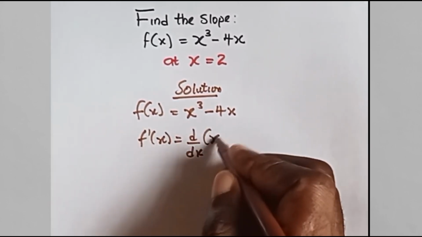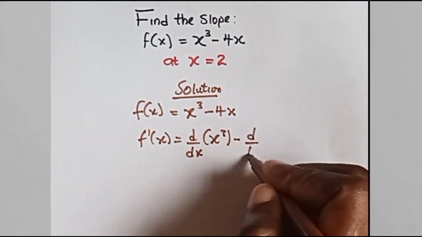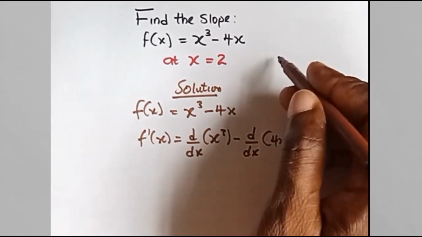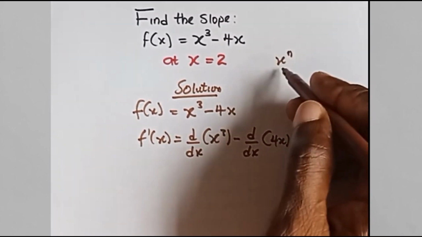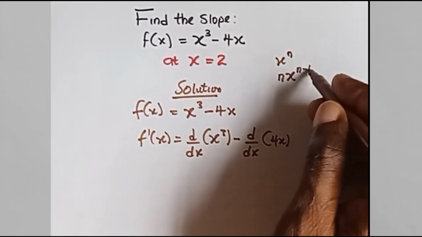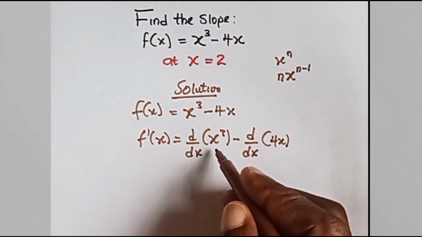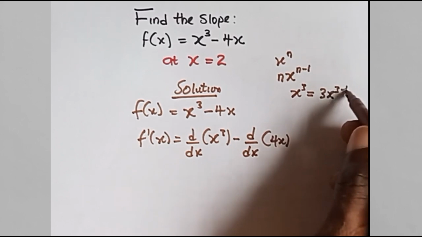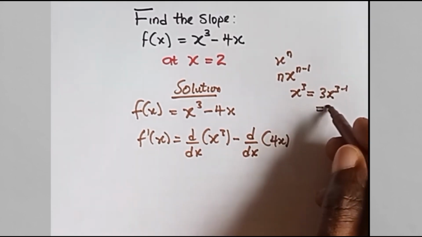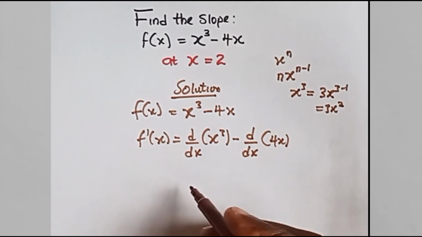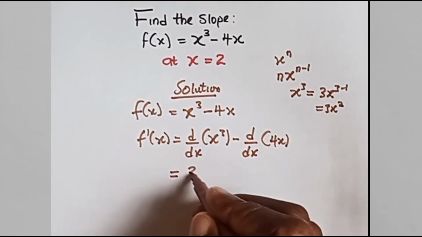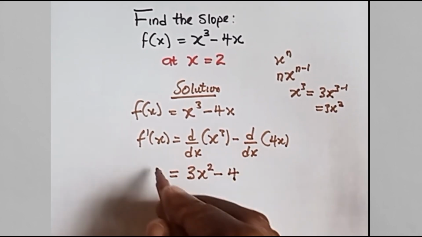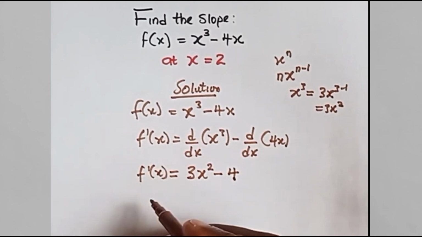So let's differentiate this. We have x raised to power 3 minus 4x. To differentiate, don't forget the formula: if you have x raised to power n, then it becomes nx raised to power n minus 1. To differentiate x raised to power 3, it becomes 3x raised to 3 minus 1, and what does that give? It gives 3x raised to power 2. Minus, if you differentiate 4x, it's going to give us 4. So this is what we have got.